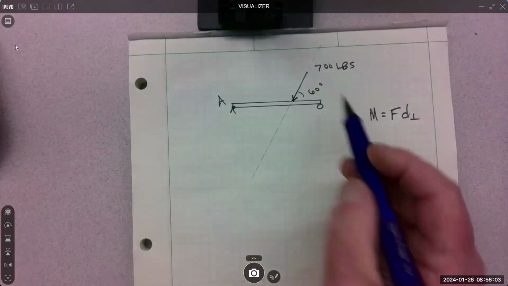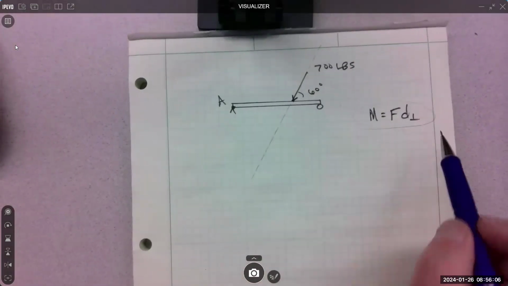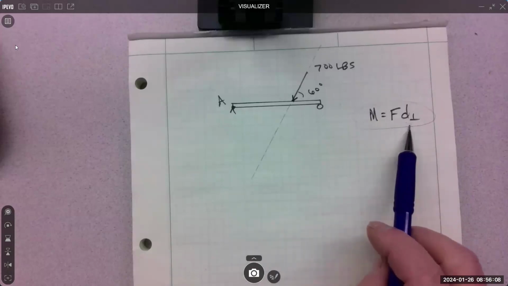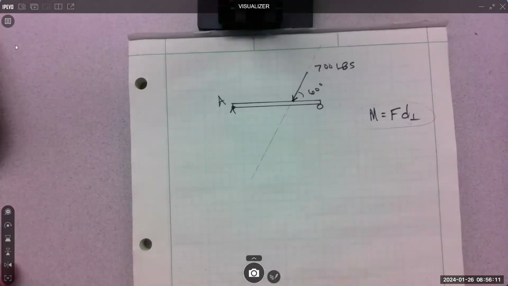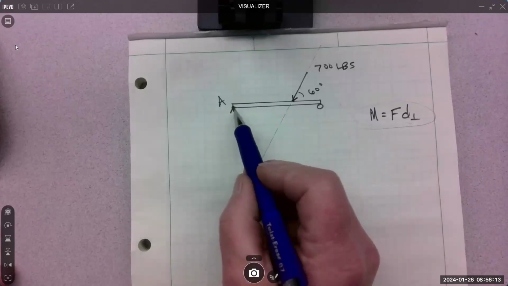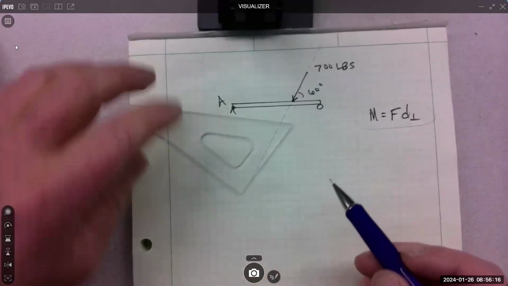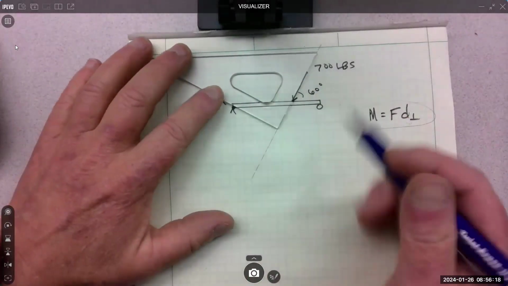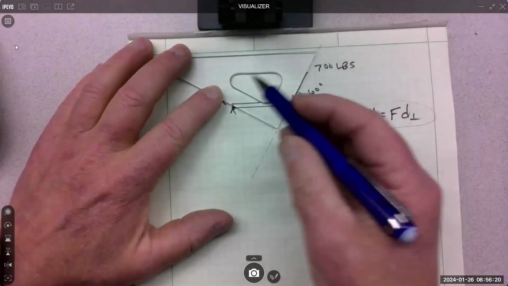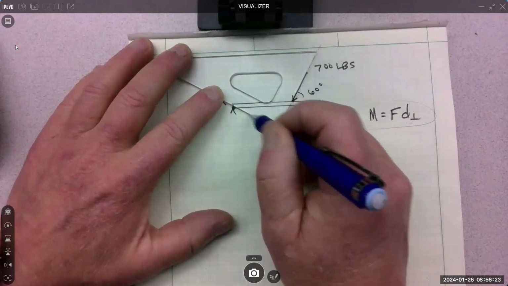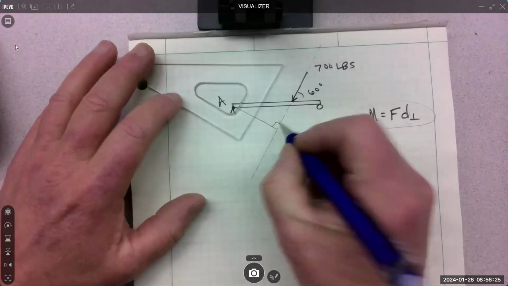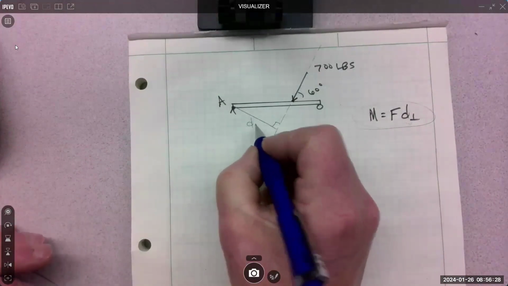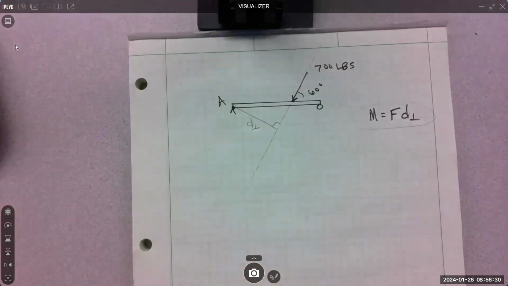So to get the moment of this force, if I want to use this directly, I have to use the perpendicular distance to the point that I want the moment. So if I want the moment here, I have to make this right angle with the line of action that goes through the point. Right? 90 degrees. That is the perpendicular distance. Perfectly fine to do it this way. It's just called driving the formula. I'm going to use the formula directly. Okay.